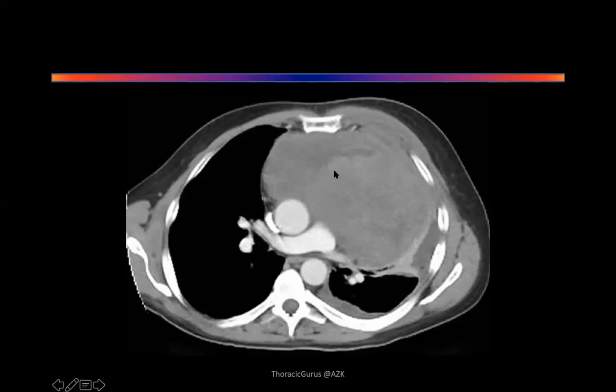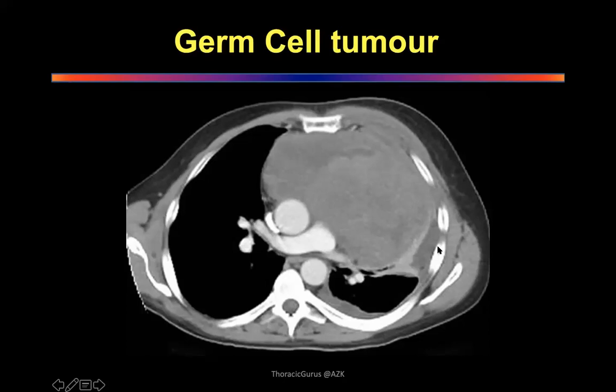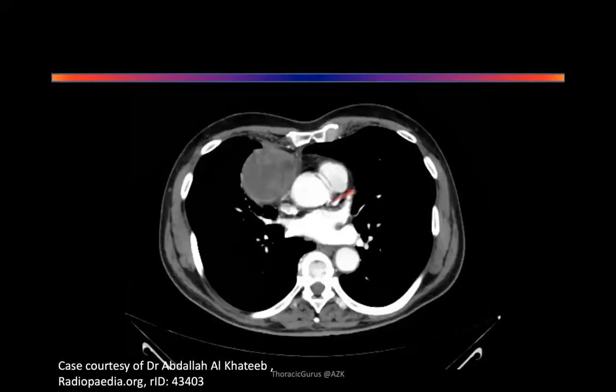Germ cell tumor. Would I say teratoma first, or would I call it a germ cell tumor? Germ cell tumor first. So talk about germ cell tumor because of this invasion and this irregular margin and loss of fat planes. Teratomas do not cause loss of fat planes. So if you call this teratoma, I will question you. If you call it a malignant germ cell tumor, I would think more. I would be happier with you. Well done. Now let's not go into germ cell tumor.